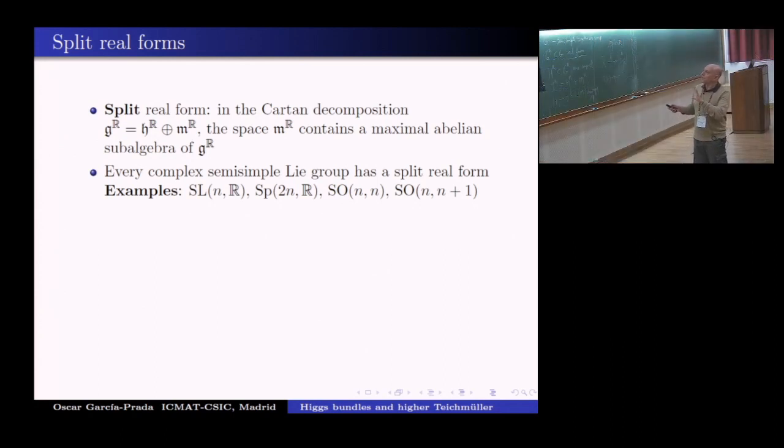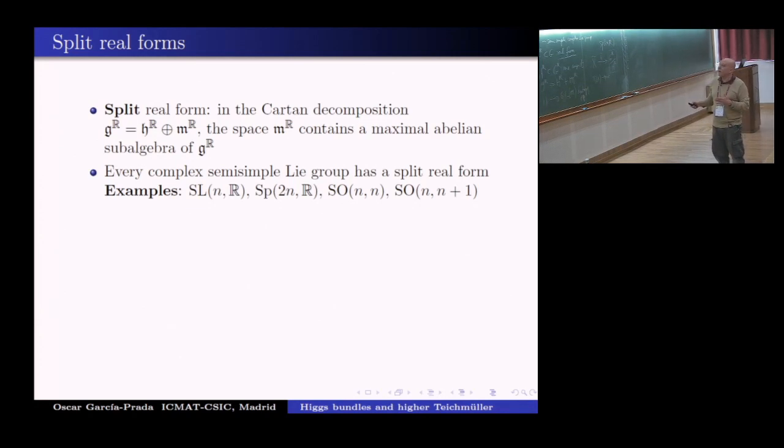But certainly, the split. So what are the split real forms? As I said, for SLnC, you have SLnR, and then for the classical groups, for the complex symplectic group it is the real symplectic group, and then for the orthogonal group with n even, you have SO(n,n) or SO(n,n+1). These are examples of groups that are split real forms, right?